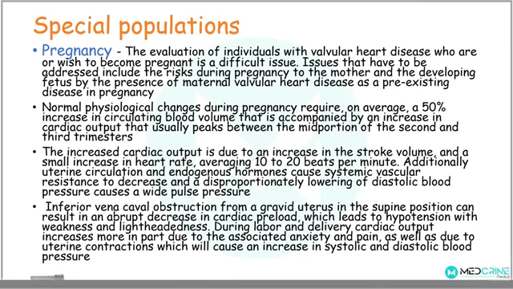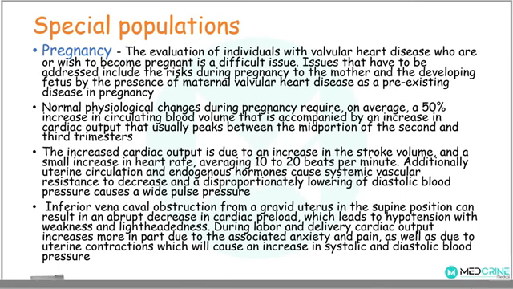Normal physiologic changes during pregnancy require an average of about 50% increase in the circulating blood volume that is accompanied by an increase in the cardiac output and usually peaks between the midpoint of the second and third trimesters of pregnancy. The increased cardiac output is due to an increase in the stroke volume and a small increase in the heart rate, averaging about 10 to 20 beats per minute. Additionally, the uterine circulation and the endogenous hormones cause the systemic vascular resistance to decrease, disproportionately lowering the diastolic blood pressure, causing a wide pulse pressure.